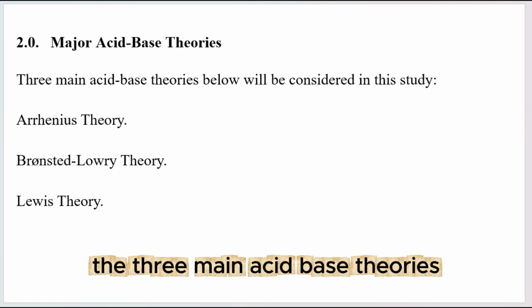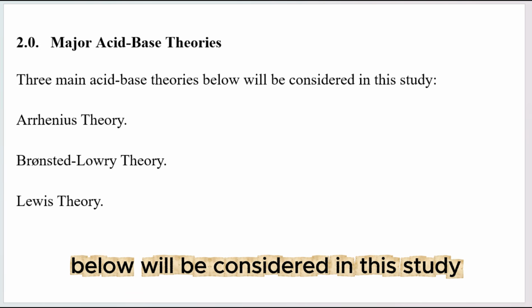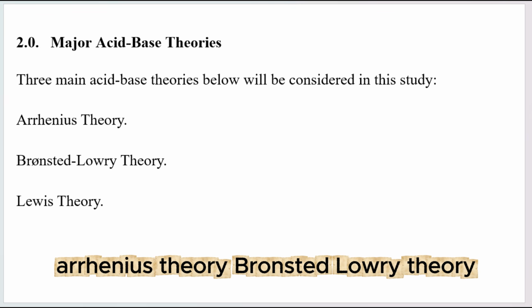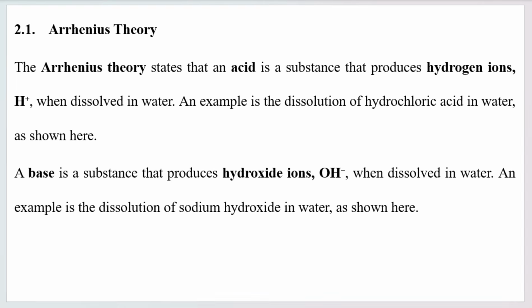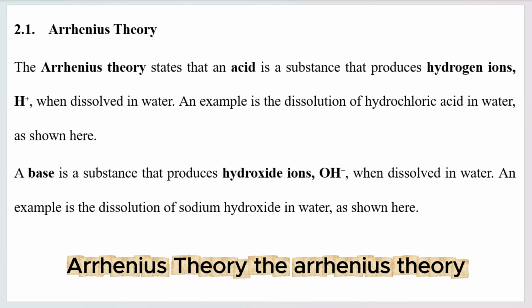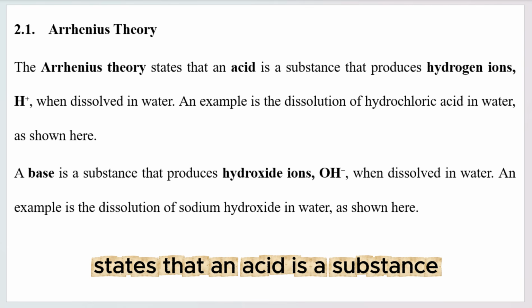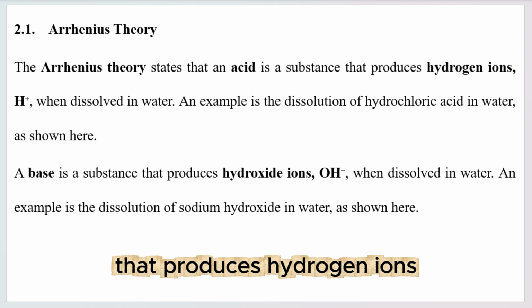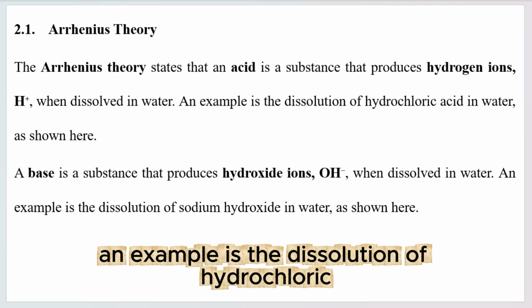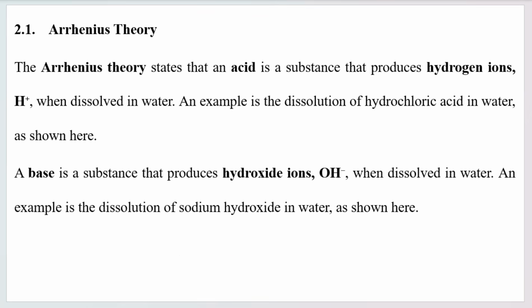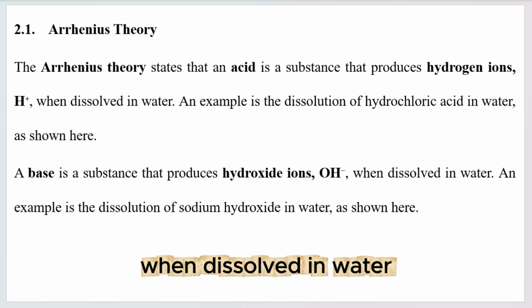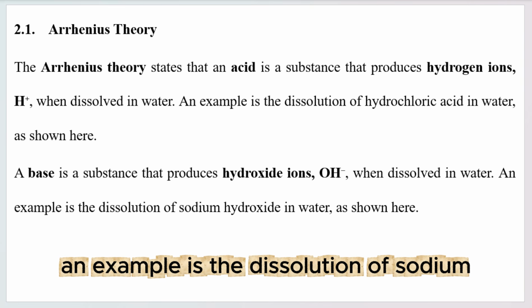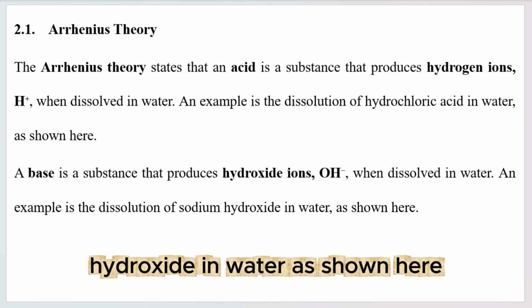The 3 main acid-base theories below will be considered in this study: Arrhenius theory, Brønsted-Lowry theory, Lewis theory. 2.1. Arrhenius theory. The Arrhenius theory states that an acid is a substance that produces hydrogen ions when dissolved in water. An example is the dissolution of hydrochloric acid in water, as shown here. A base is a substance that produces hydroxide ions when dissolved in water. An example is the dissolution of sodium hydroxide in water, as shown here.